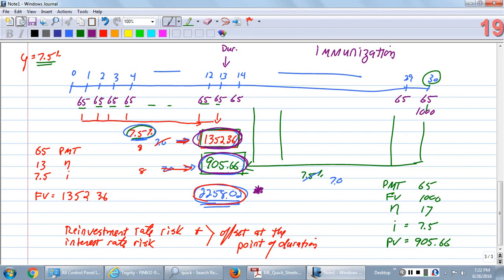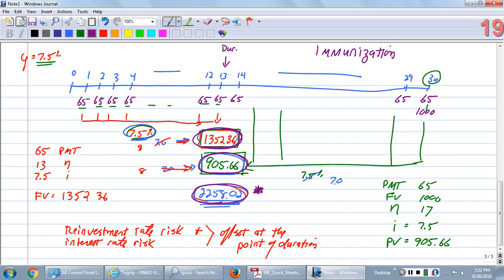And so we're able to immunize our portfolio here. If you had, for instance, a known obligation 13 years from now, you owe exactly, let's say, $2,258, this bond that we have here will pay for that. It will immunize that obligation.